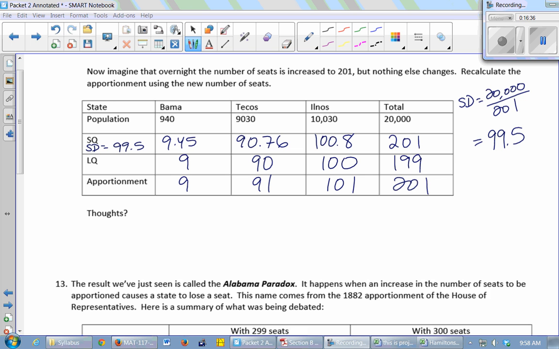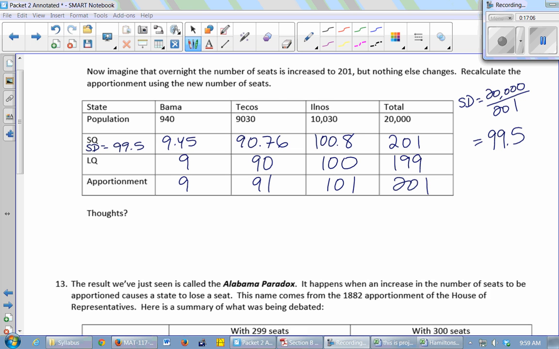Why? The larger states benefited, yeah. That's not true all the time. It's just whoever has the largest decimal. But so who's really upset? Bama, right? When there were 200 seats to give out, Bama got 10. And now we have more seats. Now there's 201 seats. And all the states were like, ooh, who's going to get the extra seat?